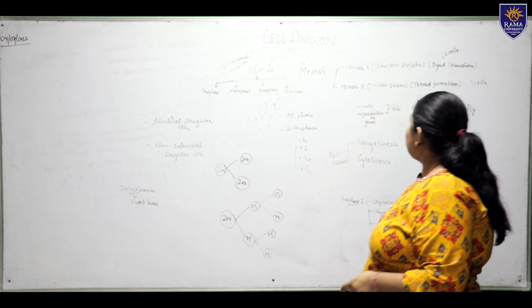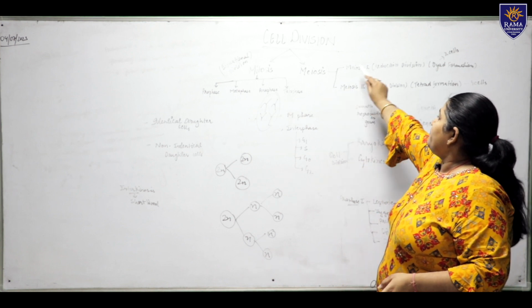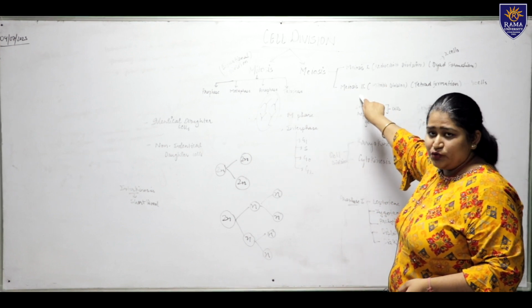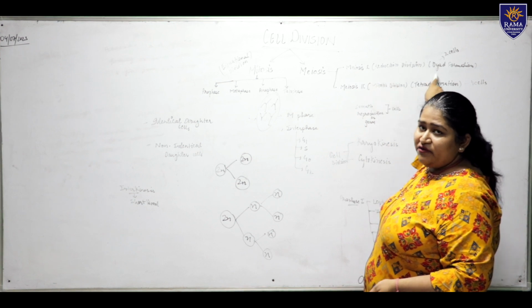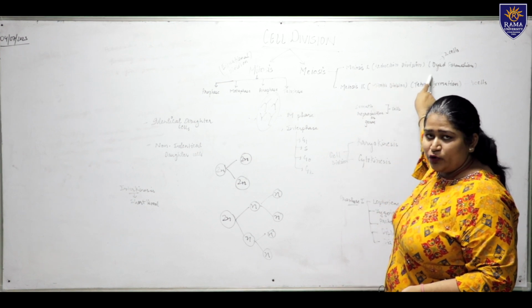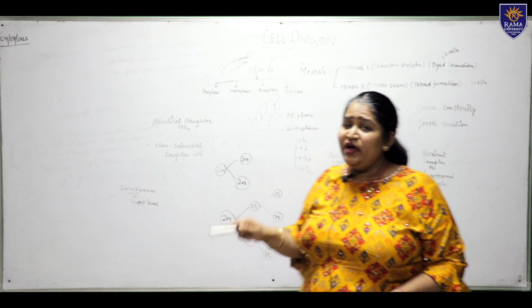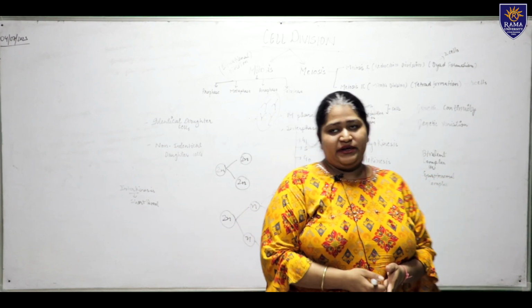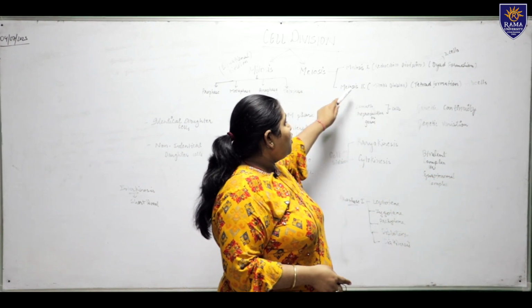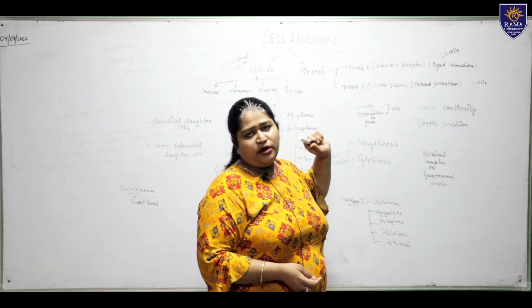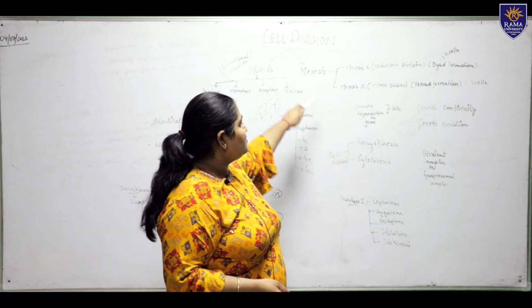So, next is meiosis. Meiosis is divided into meiosis 1 and meiosis 2. Meiosis 1 is a reductional division where the number of chromosomes in the daughter cells is half as compared to their parent cells. And then the next is meiosis 2, which is generally the mitotic division, the same as this.